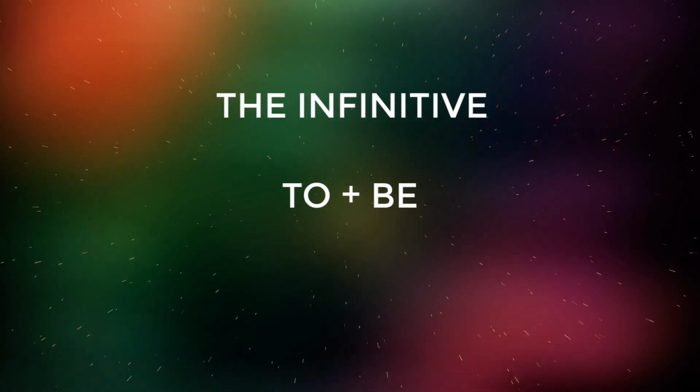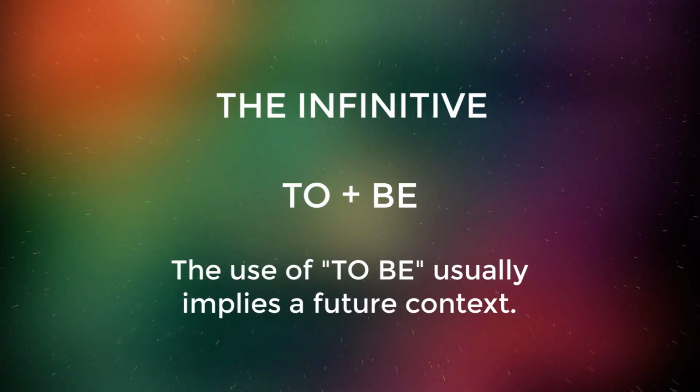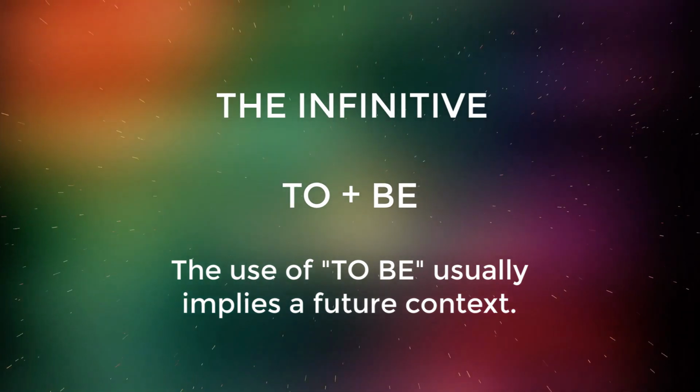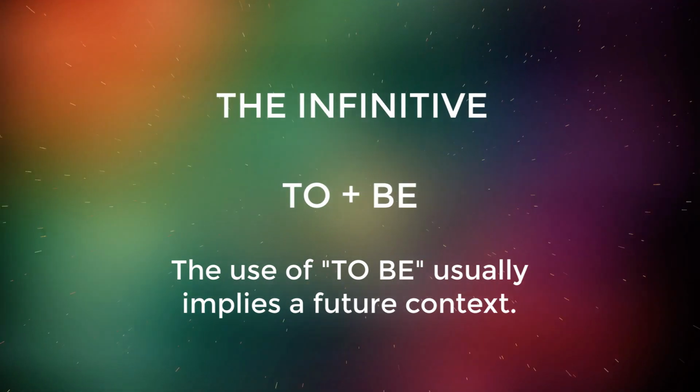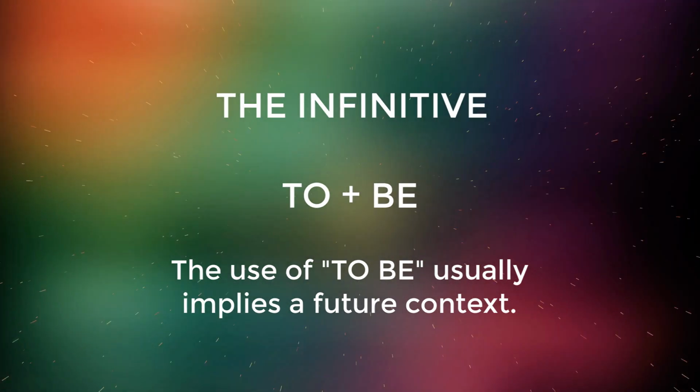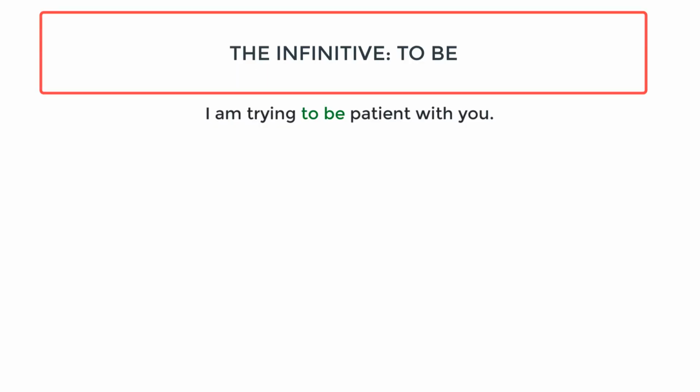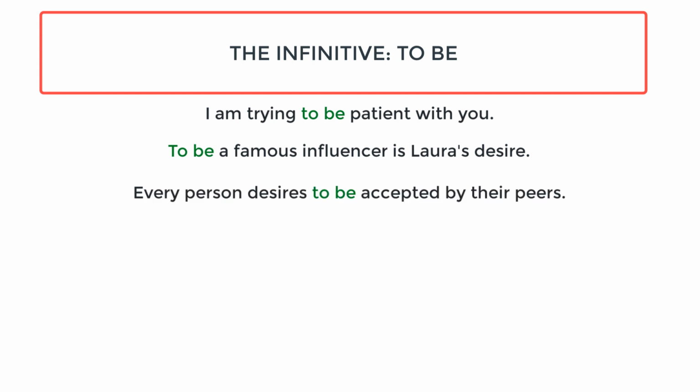And the be verb in the infinitive. Note that the use of the be verb in the infinitive implies a future context. I am trying to be patient with you. To be a famous influencer is Laura's desire. Every person desires to be accepted by their peers.